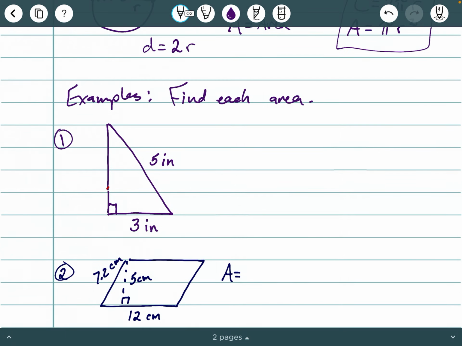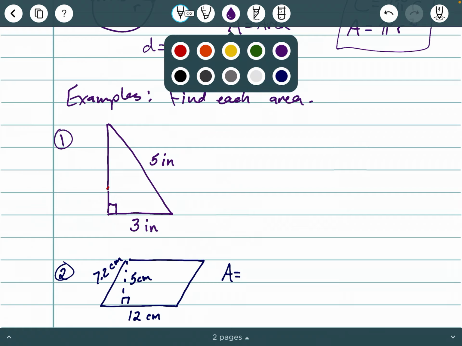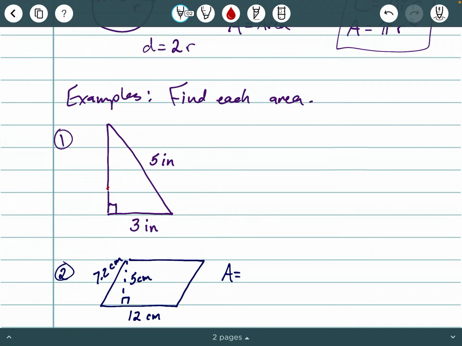So in each of these examples, we want to find the area. In this first example, I'm giving you a triangle. It is a right triangle, but I don't actually give you everything you need, but we can find everything we need. The area formula for a triangle is 1/2 the base measurement times the height measurement. And remember that base is always perpendicular to height. Okay, they're always at a right angle.